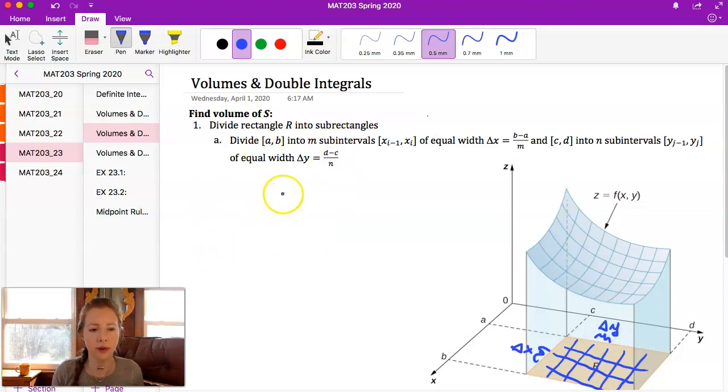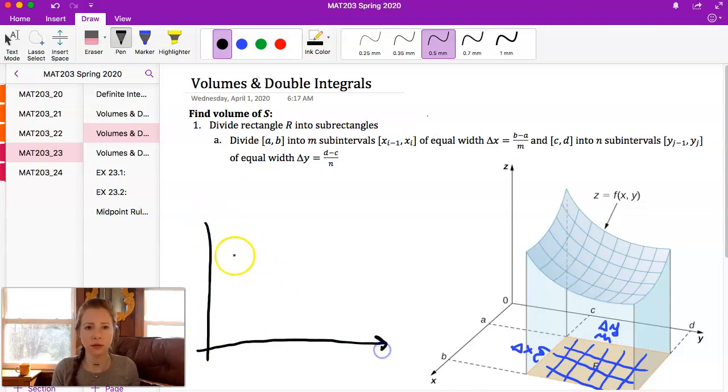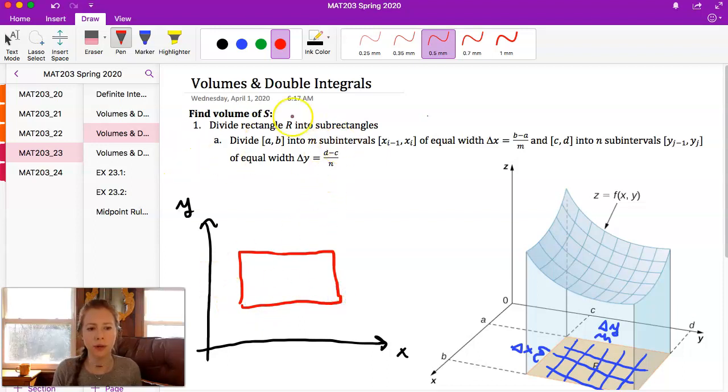And I could also just draw this in an overhead view, so maybe it's a little easier to see. So y versus x. Let's make a rectangle. So this red is representative of our region R. It's going to extend along the y from c to d, and along the x from a to b. So those are its extents.